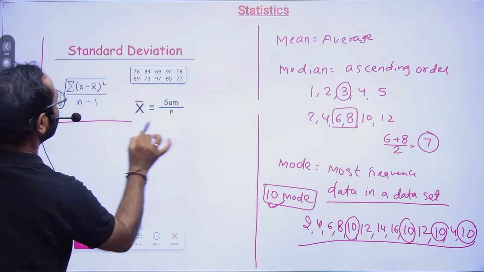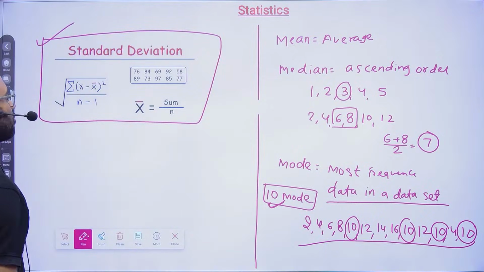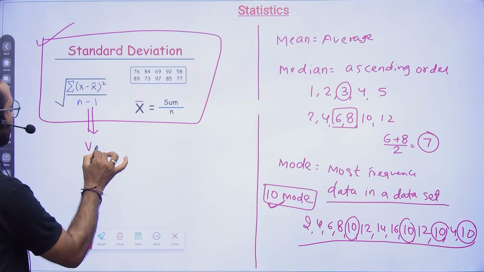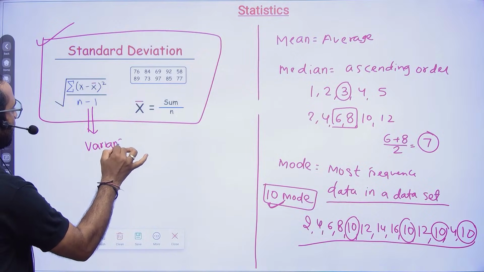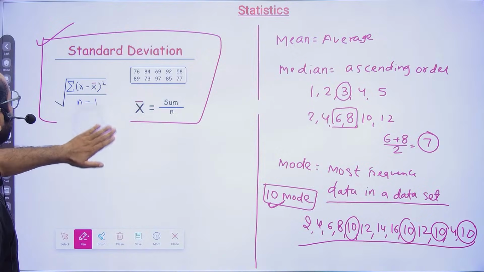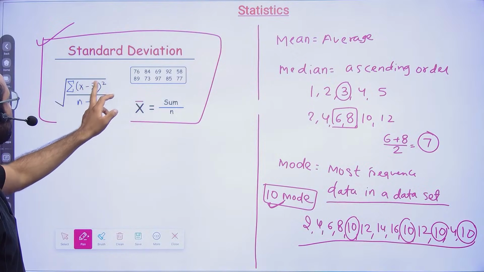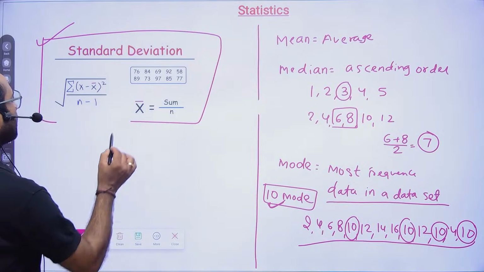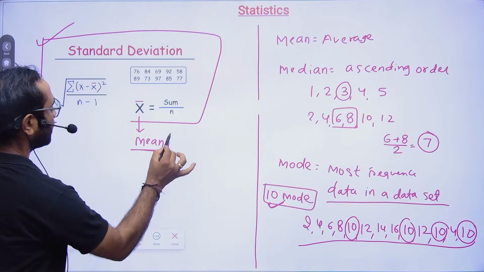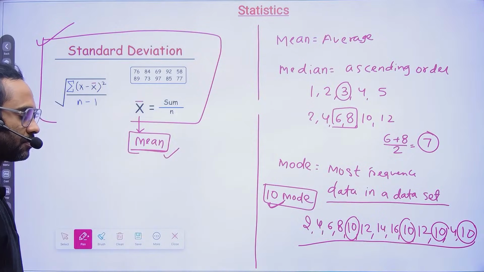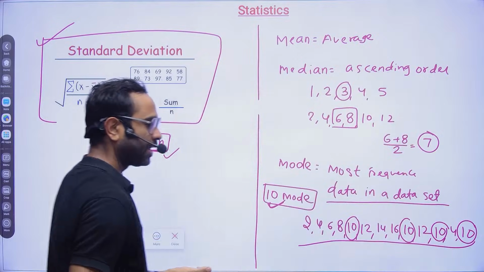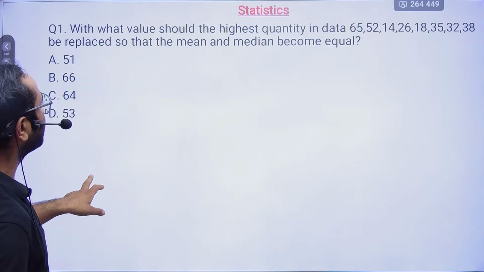Then standard deviation. For standard deviation, we have a formula here. This value will be called the variance, and then the standard deviation will be the square root of the variance. Here it is sigma of (x minus x bar) squared divided by n minus 1, where x bar is nothing but the mean. That's all. Now we will start solving problems, and after that one by one we will see.